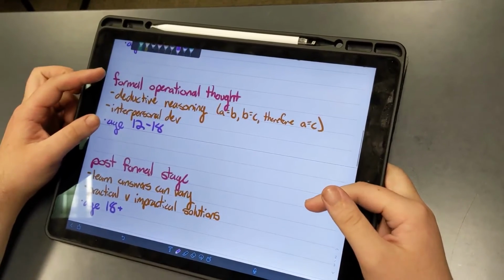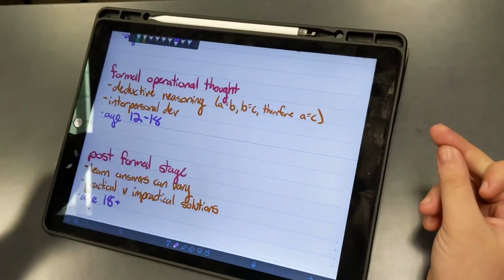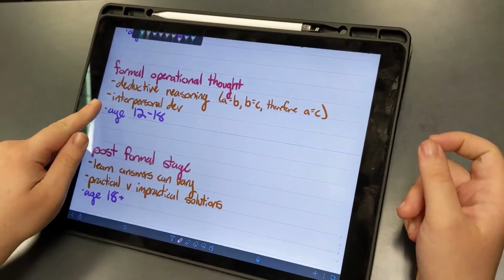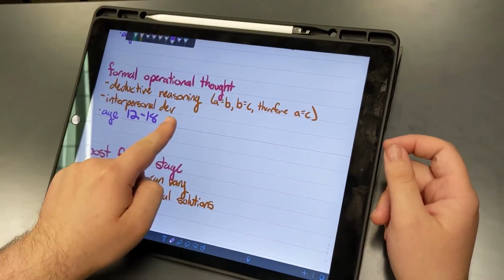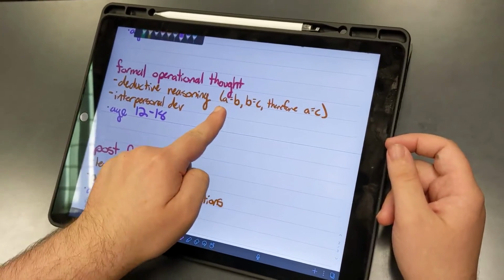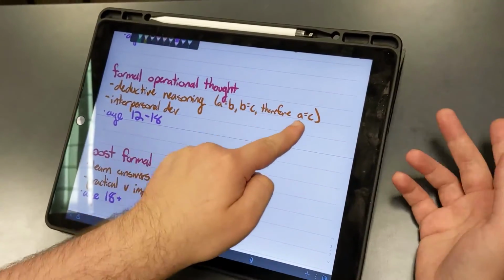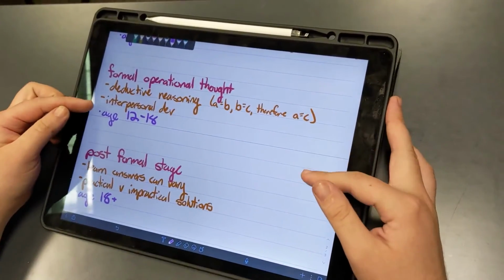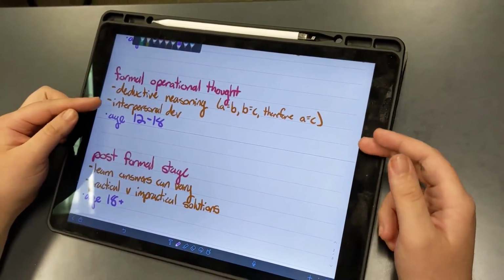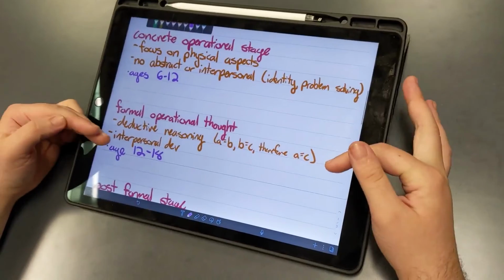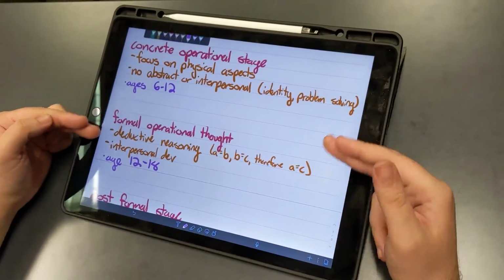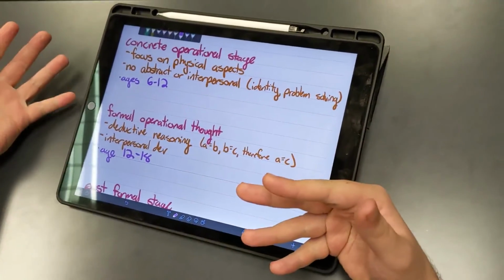And I just wrote down things that will be able to spark my memory. So deductive reasoning, in case I forget what deductive reasoning is, I have an example, A equals B, B equals C, therefore A equals C. And then I have that just written down, interpersonal development. But with the context of the rest of the notes, I'm able to tell that, okay, this is the stage where that is able to happen.